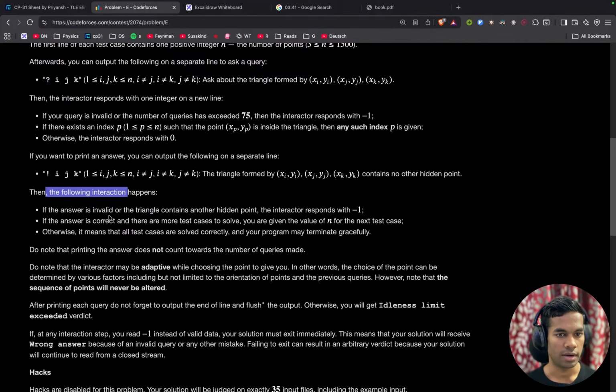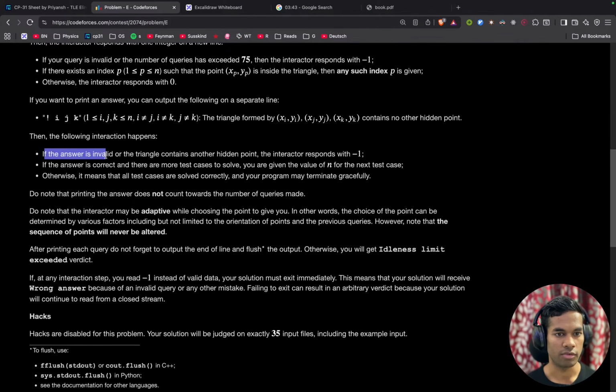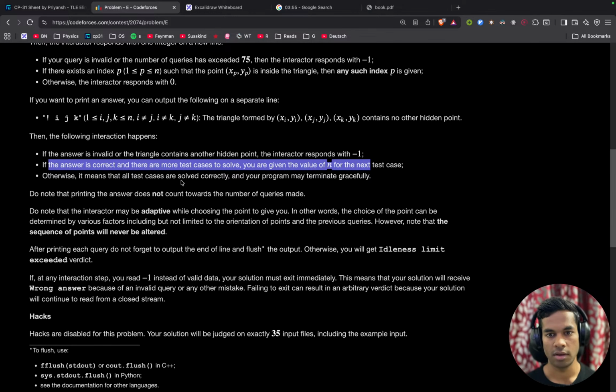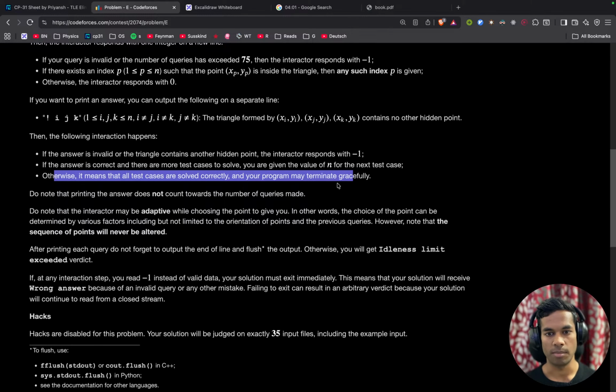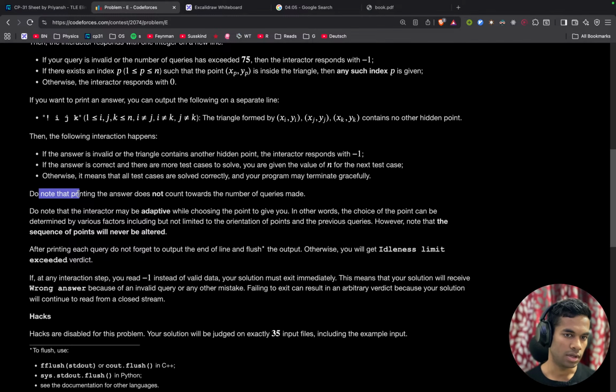Then the following interaction happens. If the answer is invalid or the triangle contains another hidden point, the interactor responds with -1. If the answer is correct, and there are more test cases to solve, you are given the value of n for the next test case. Otherwise, it means that all the test cases are solved correctly and your program may terminate gracefully. Do note that printing the answer does not count towards the number of queries made.